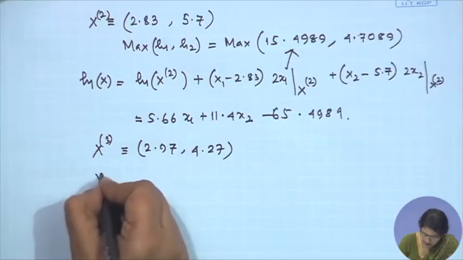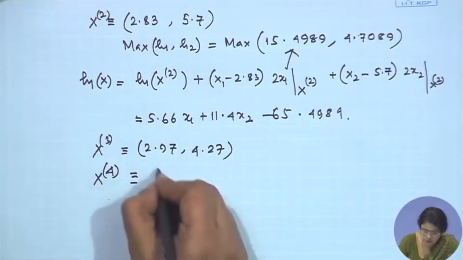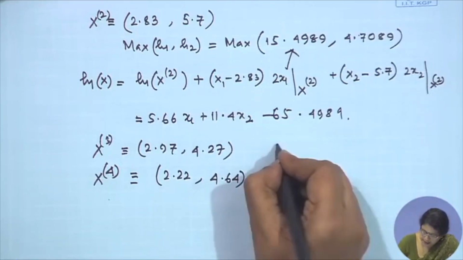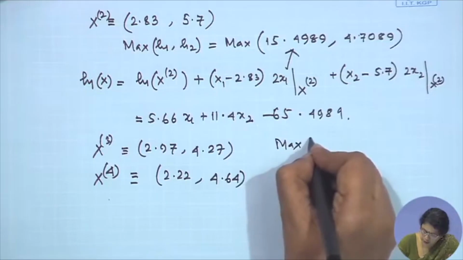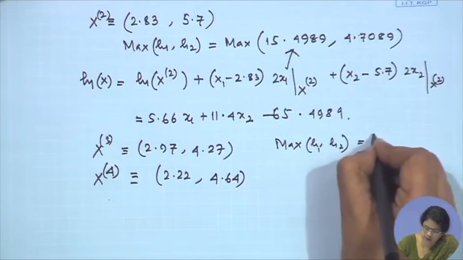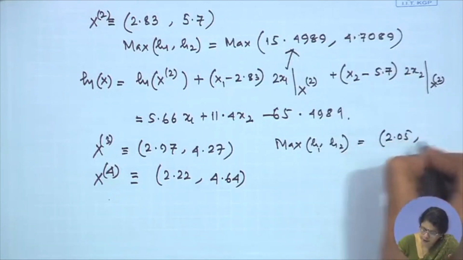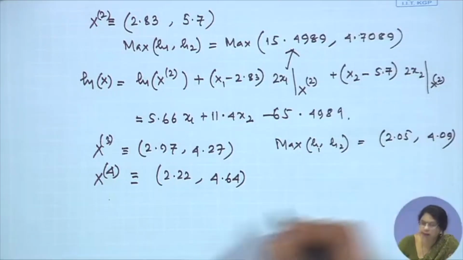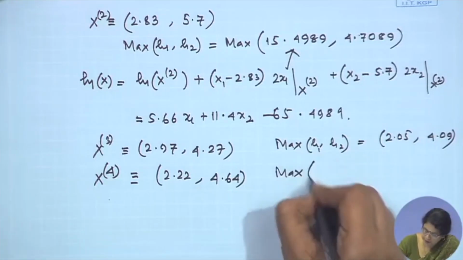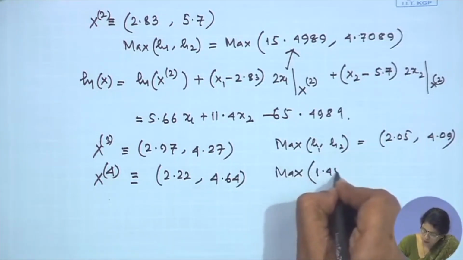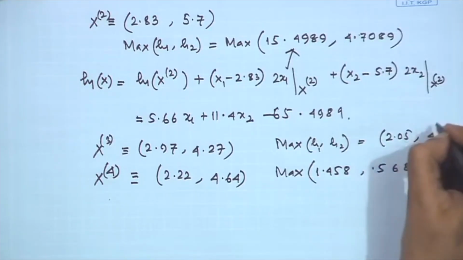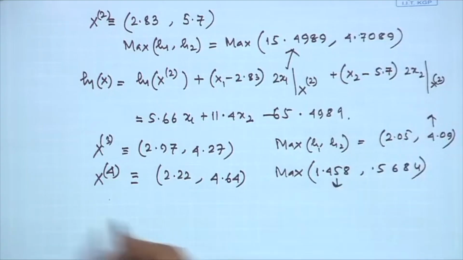2, 7, then we will get x4, 2.22, 4.64. Here, just to see how the h1 and h2 values are changing, at this point the h1 value will come 2.05, 4.09. The values are reducing. At this point, the values are coming as 458.5684. Here I have to include that.